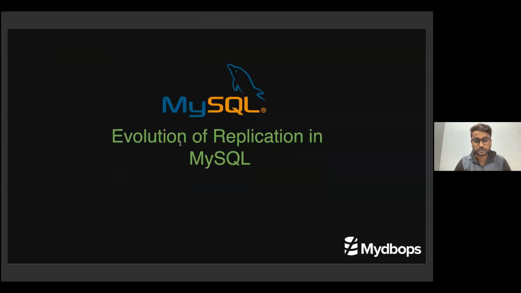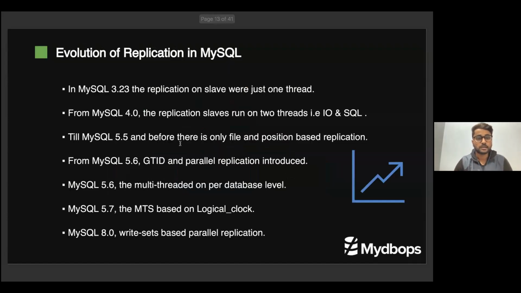Evolution of replication in MySQL. From MySQL 3 to 3.23, replication was only single threaded, meaning it had only one thread, with no concept of IO and SQL threads. That came in MySQL 4 and boosted performance. Till 5.5, there was no GTID and no parallel replication. It was based only on IO and SQL threads, with only file name and position based replication.